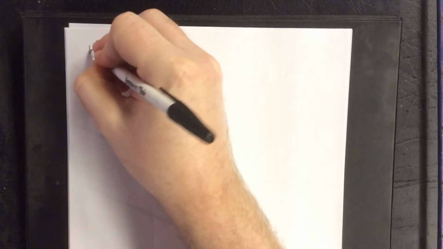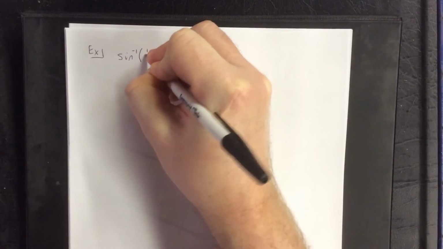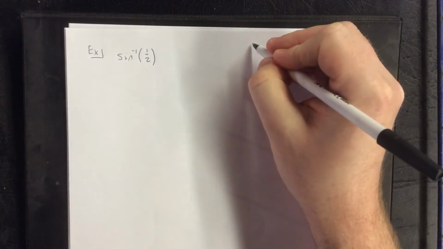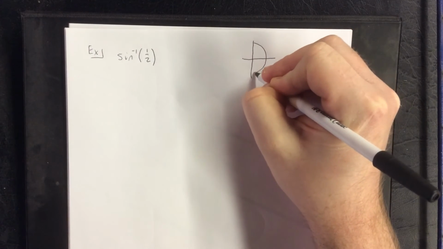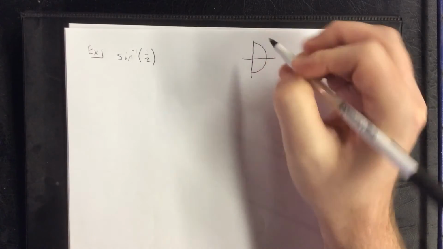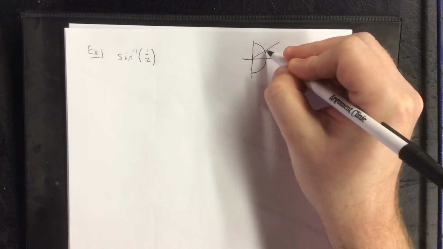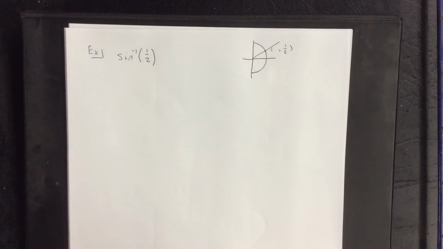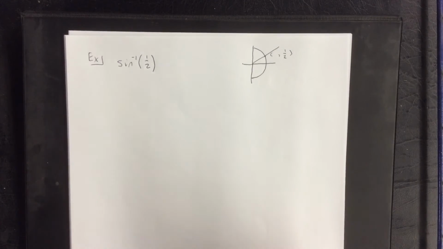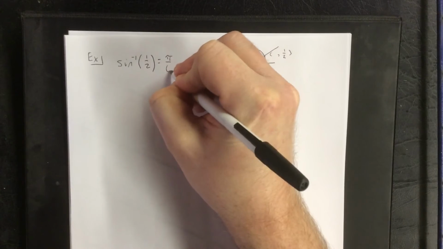So for some examples, if I were to ask for the arc sine of 1/2, I'd be asking what angle within our restriction on the unit circle from negative pi over 2 to positive pi over 2 has a sine that is equal to 1/2. Now that means that on the unit circle, I would be looking for the angle where the y-coordinate is equal to 1/2. That angle can be identified as pi over 6.